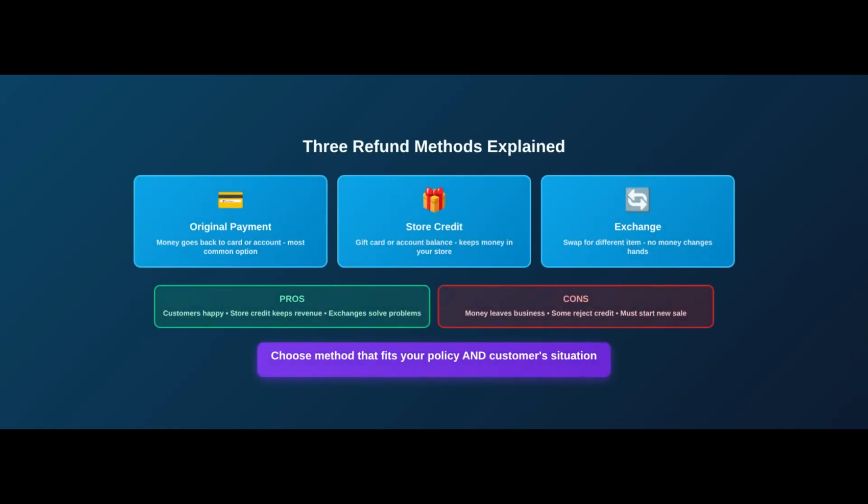Let's talk about the three main refund methods. First, refund to original payment method. This sends money back to the card or account the customer used. It's the most common option. Second, store credit. The customer gets a gift card or account balance they can use on future purchases. This keeps the money in your store. Third, exchange for a different item. No money changes hands, just products.